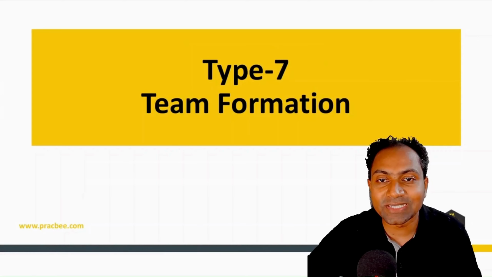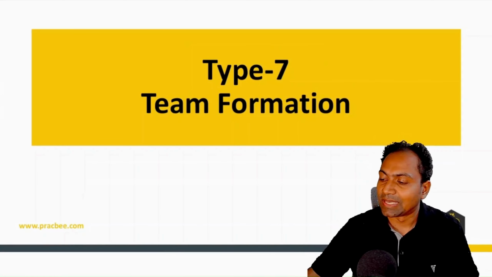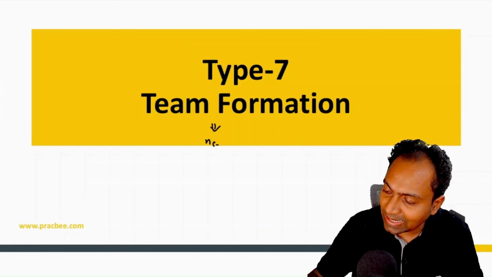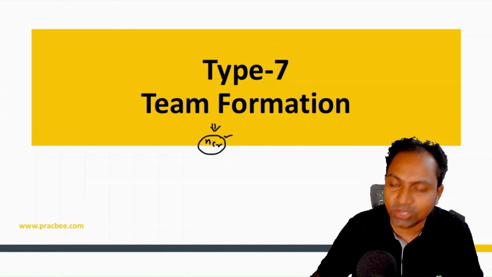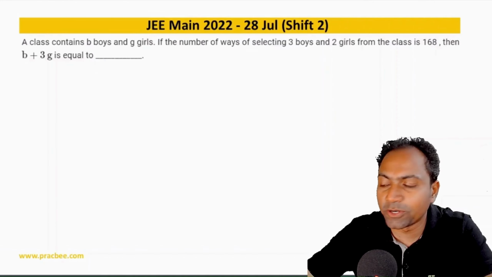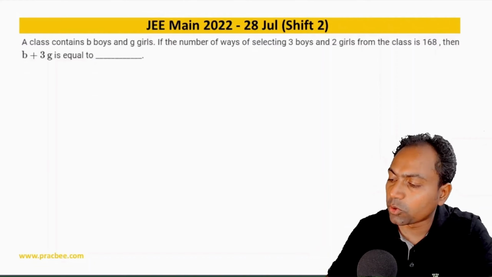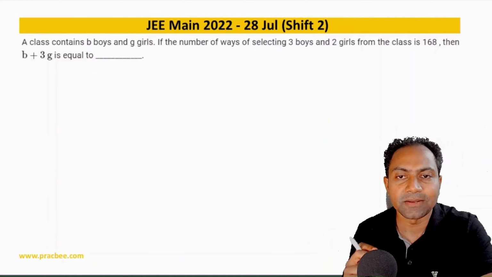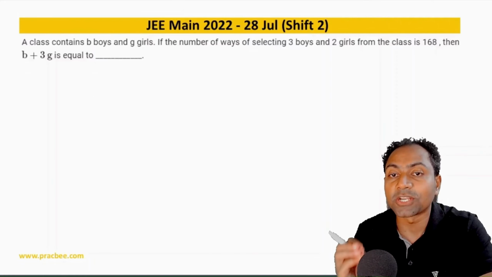Now let us move towards type 7, that is team formation. Such kind of questions are based on the idea of NCR and at most constant. Let us see what question JEE has based on this idea. This 2022 JEE question is nothing but a combination of NCR and some logic in order to get to the answer.